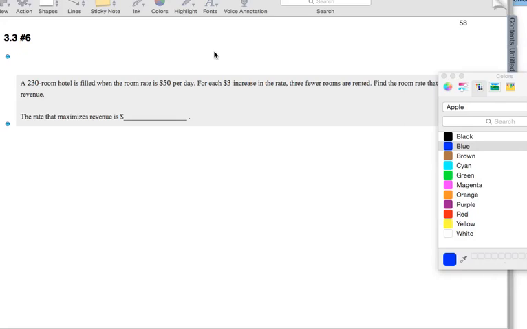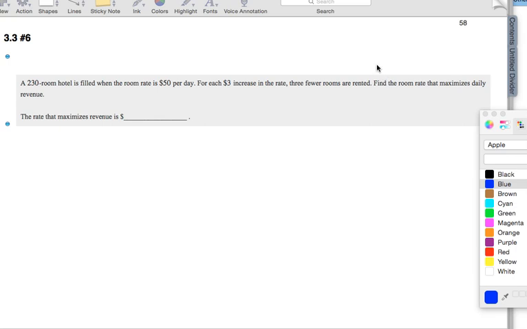Okay, in this problem, we are trying to maximize daily revenue. Now we know that a 230 room hotel is filled when the room rate is $50 per day. Then for each $3 increase in rate, 3 fewer rooms are rented. So if they charge too much, nobody will rent, right? But if they charge too little, then they won't make any money because they're not charging enough.